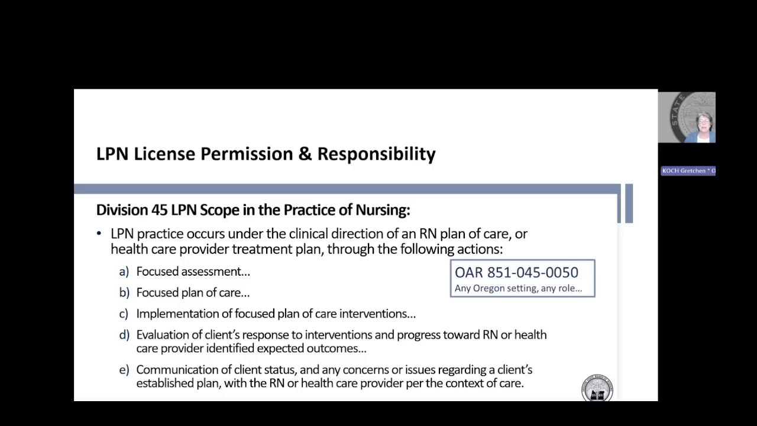Based on their focused assessment, the LPN generates a focused plan of care. What this means is it is the LPN's prioritization of interventions from the RN's plan of care to be carried out with the client. The LPN implements their focused plan of care interventions, evaluates the client's response to interventions and client progress toward the RN plan of care identified expected outcomes, and communicates client status and any issues or concerns with the RN per their context of care. So this is the practice of practical nursing as described in Division 45 and applicable to all LPNs in any Oregon setting and practice role.